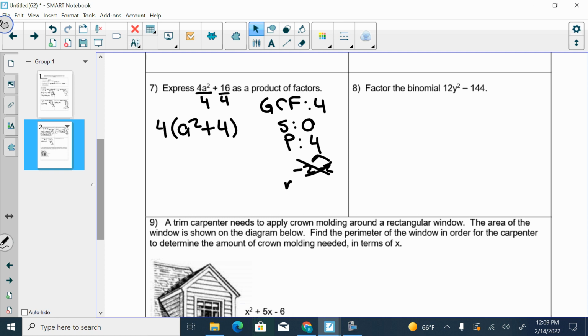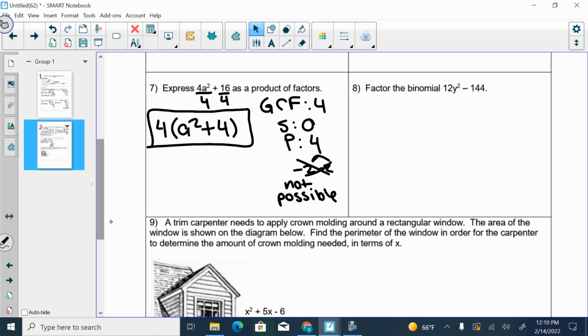This is another one of those not possible to factor. Okay? So remember, when that comes up, the most you can do is factor out a GCF, which we already did. So this is my answer. Factored out GCF. All right.